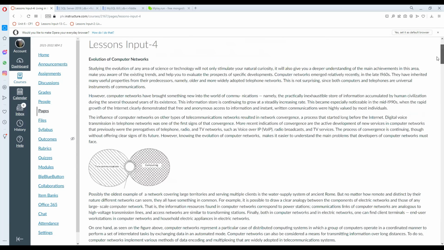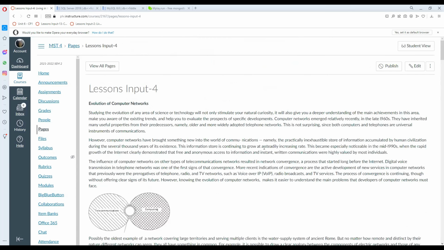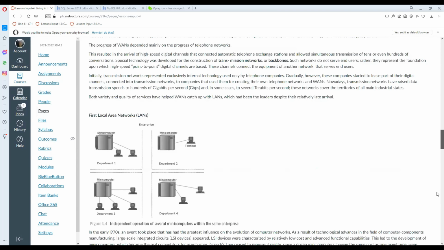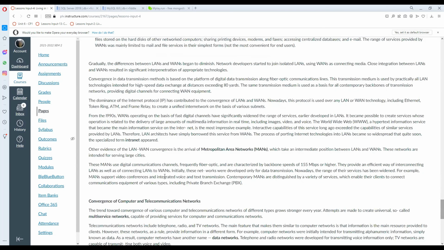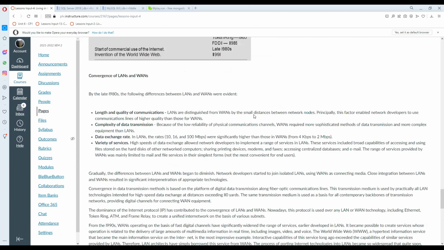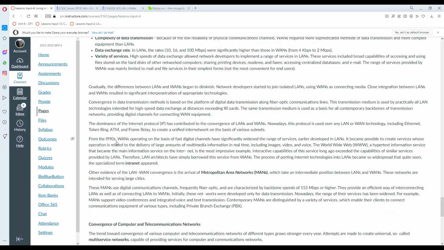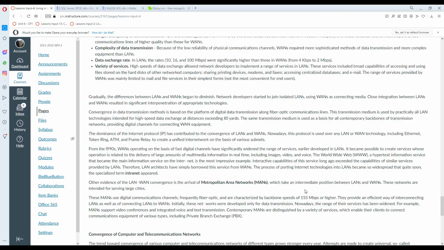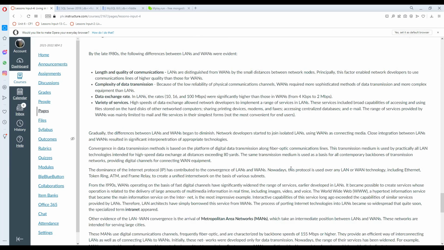So that is our lecture about the evolution of computer networks, as well as further reading and information regarding LANs, WANs, MANs, which we have covered in Unit 2.